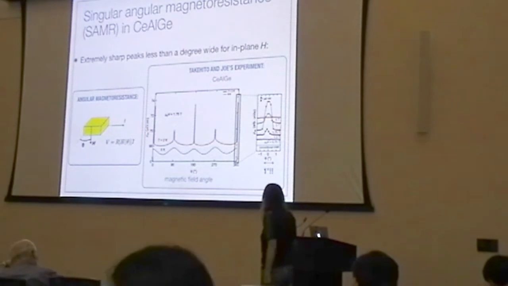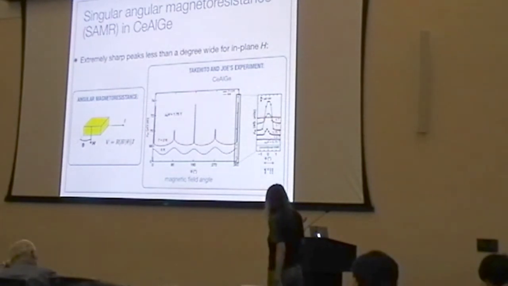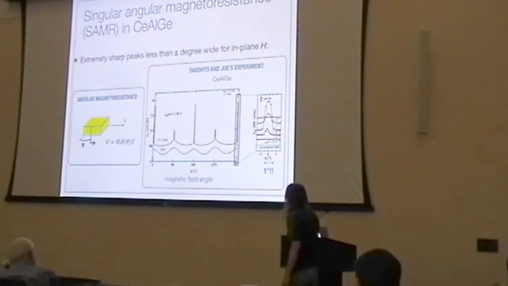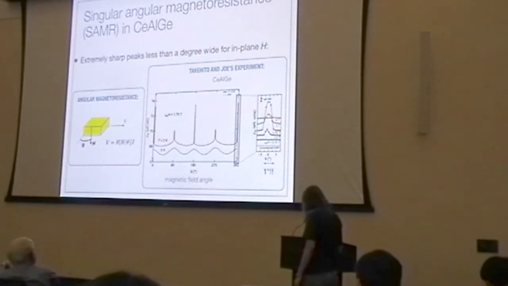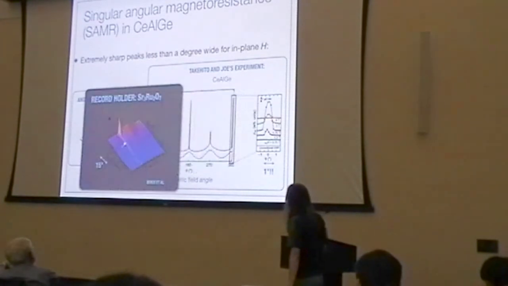And this project really started when Joe and Takahito came to me, when I was still at MIT, with this absolutely remarkable data, where they measured this resistivity as a function of angle in the plane of the compound, and they actually basically saw delta functions at low temperature. And we have to realize that the width of this peak is less than 1 degree wide. So it's essentially really a delta function feature.